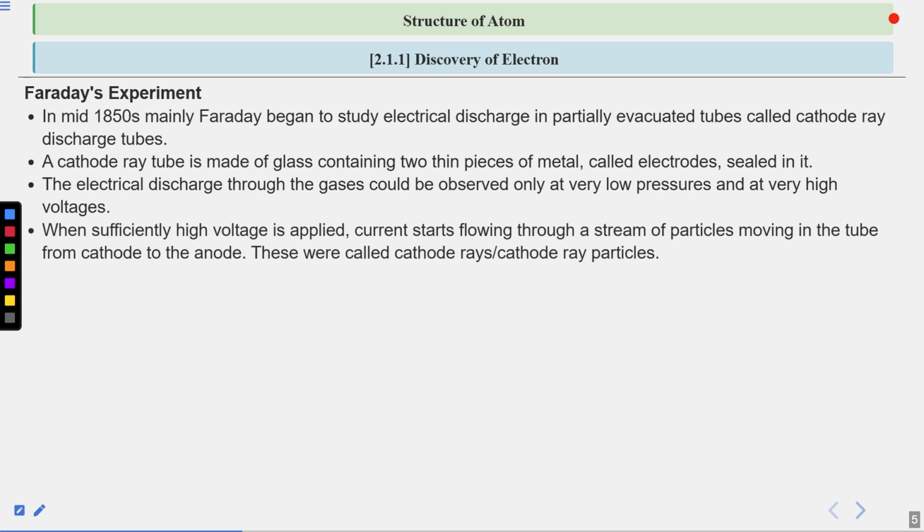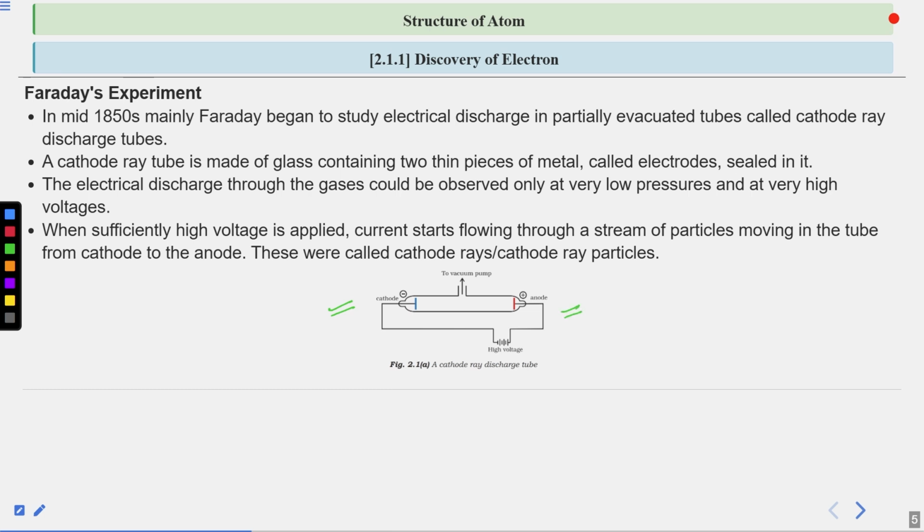Remember that we have to supply very high voltage so that the current starts flowing in the circuit, and it is happening due to a stream of particles which is moving in the tube from the cathode to the anode, which are called cathode rays or cathode ray particles. Now all these points can be understood with the help of this cathode ray tube. So this is the beginning only. You don't have to worry. If you are understanding this figure, you do not need to consider these points. Okay. So this is your whole setup.